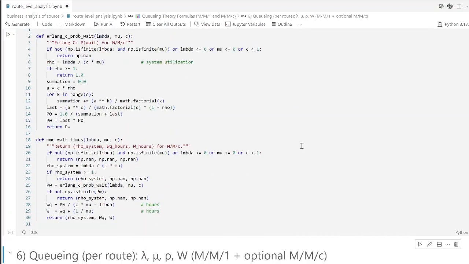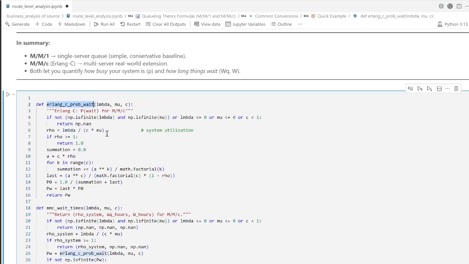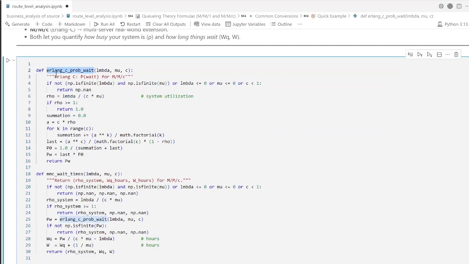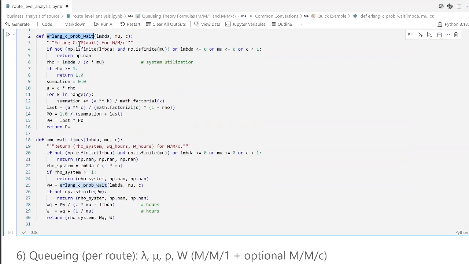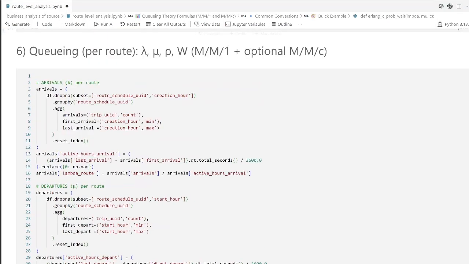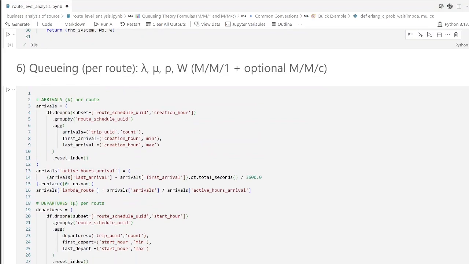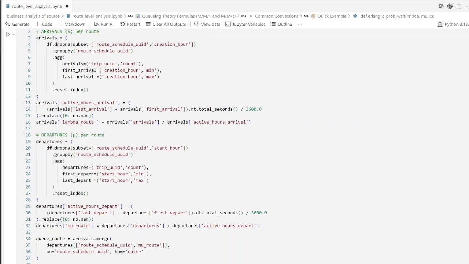And these are the helper functions which will help us calculate it, for MMC. In this one we calculate the probability to wait, and here we'll calculate the waiting time. And let's now look at how we are able to arrive at each of these: lambda, mu, rho, W.